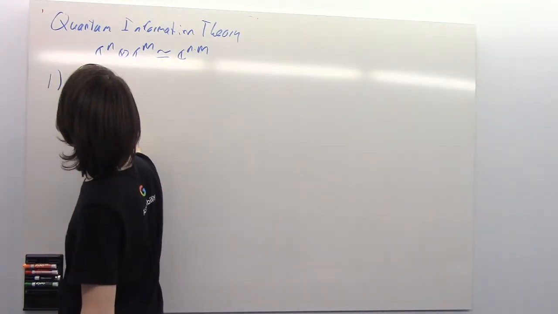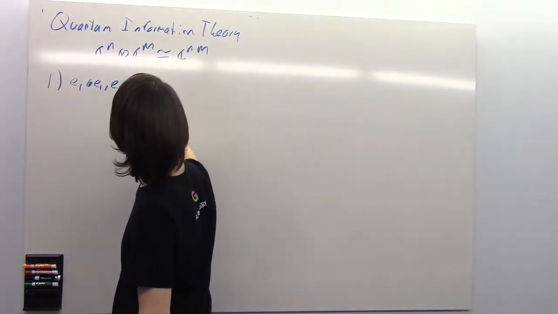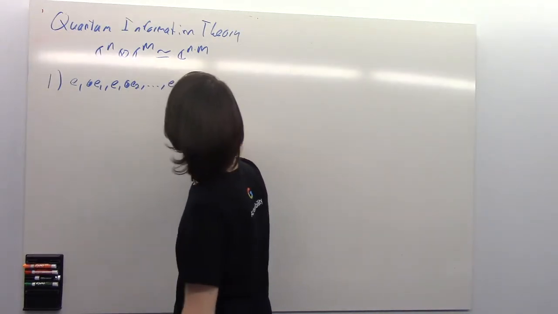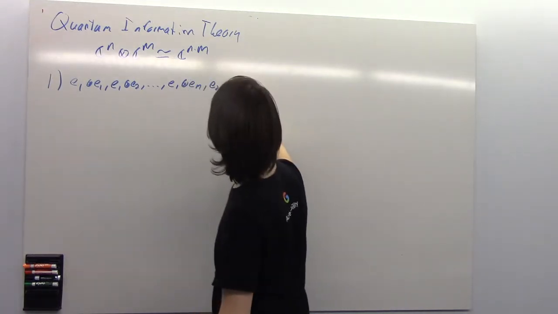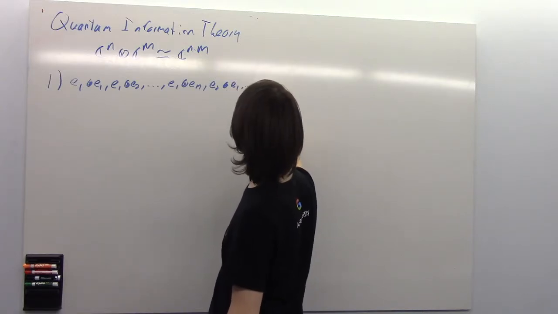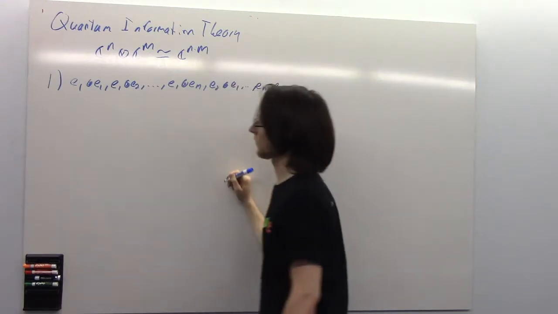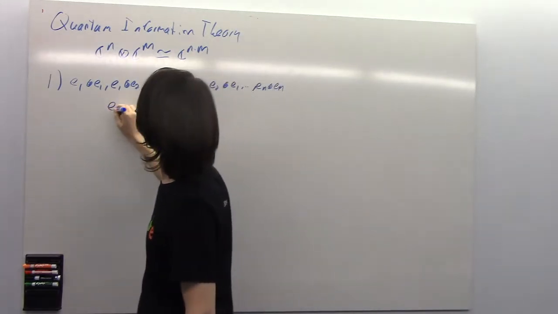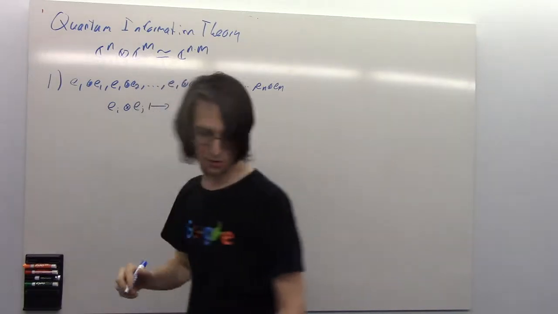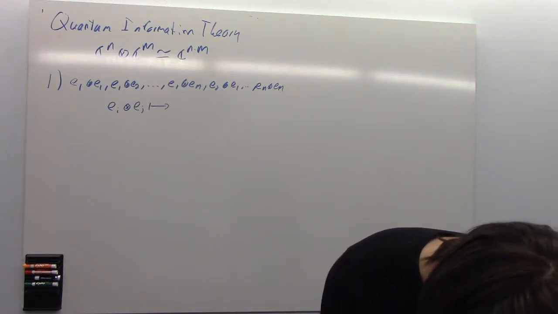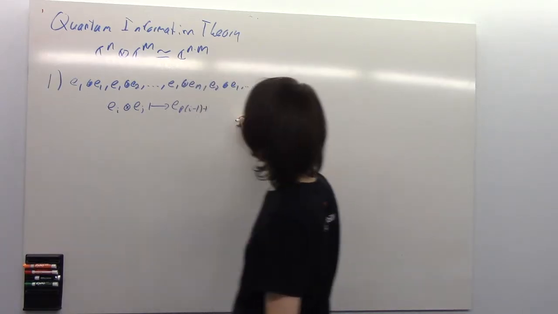The first way, we could do E1 tensor E1, E1 tensor E2, E1 tensor Em, E2 tensor E1, all the way up to En tensor Em. In other words, we take Ei tensor Ej, and we map this to E_{m(i-1)+j}.